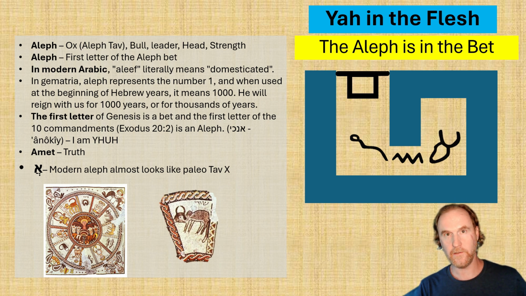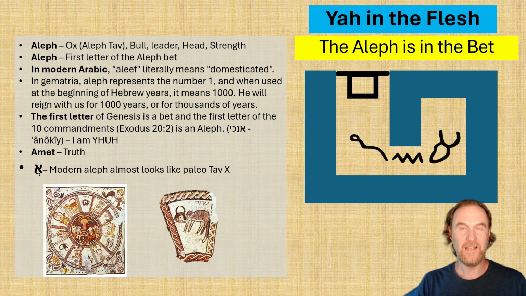It's also the first letter of Emet, which means truth. So he is the silent, strong one, the truth. He's in the Ten Commandments. The Aleph enters the Bet into the creation, into this realm, this physical realm that we have.